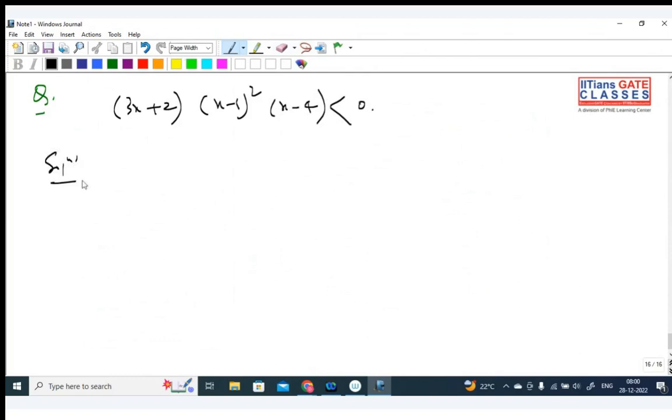This time a slightly different question, where you have to make the coefficient of x equal to 1. (3x plus 2), x minus 1 whole square, x minus 4, which is less than 0. The very first step is you have to take 3 common, so it is x plus 2 by 3. You have to make the coefficient of x 1. You can forget about this 3 now.